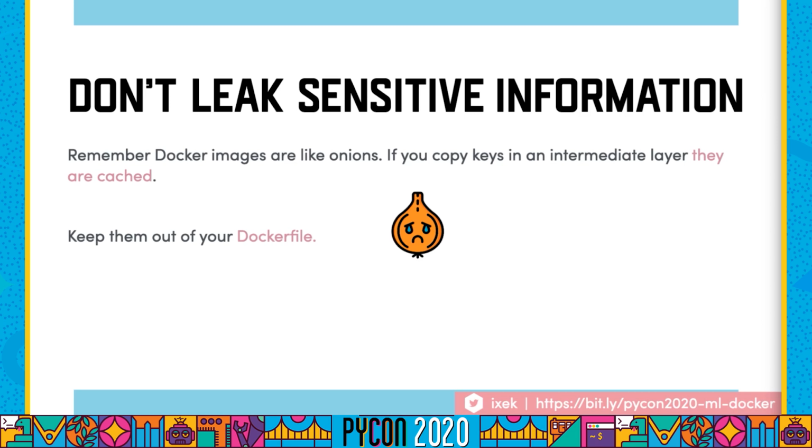Sometimes we can feel that if we copy those files into our container within a layer and then delete it, then because we're building on top of that, that's not going to persist. But because of the onion organization of containers, even things that we've moved and deleted in previous layers are cached, so people can access them.